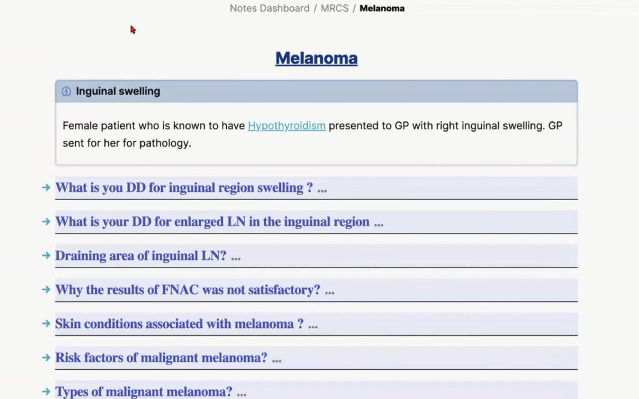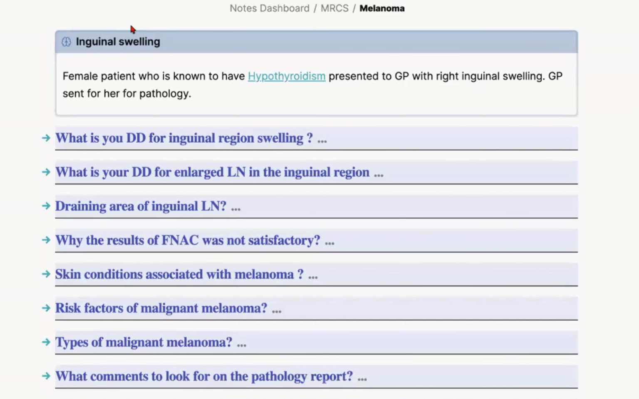Hello. Can you hear me? Yes. You have a female patient who is known to have hypothyroidism, presented to the GP with right inguinal swelling. The GP sent her for pathology. What's your differential diagnosis for inguinal region swelling? Different diagnoses include hernia, abscess, lymph node metastasis, and also saphena varix.